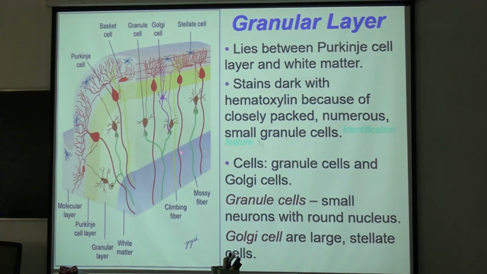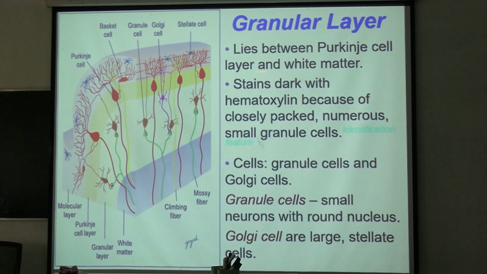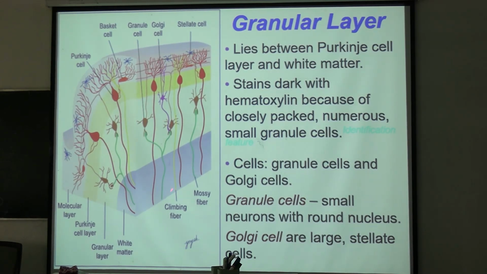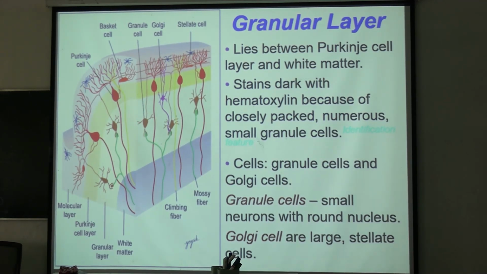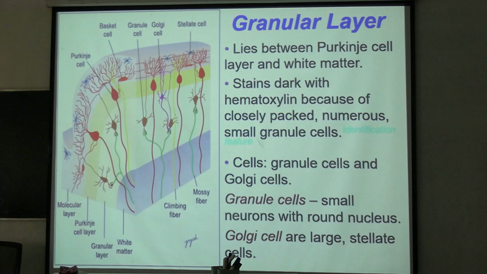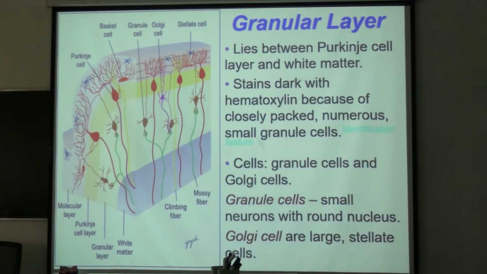Next, we go to the granular layer, the light yellow colored portion. It lies between the Purkinje cell layer and the white matter. This bluish colored one is the white matter. The granular layer stains dark with hematoxylin because of closely packed numerous small granule cells. Mainly the nuclei of the granule cells appear like dark staining dots, which is the identification feature of this granular layer.